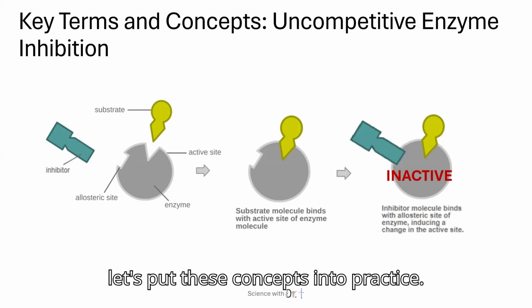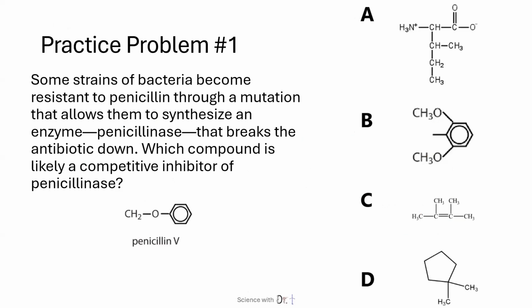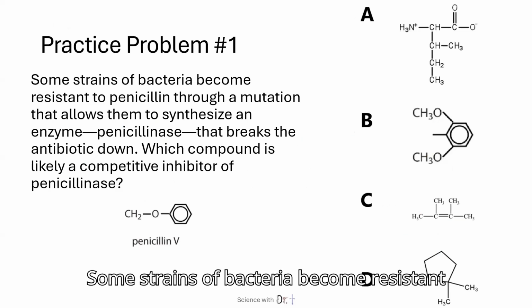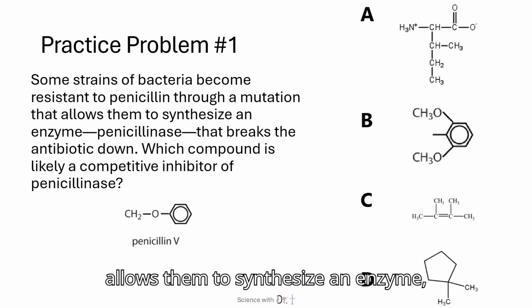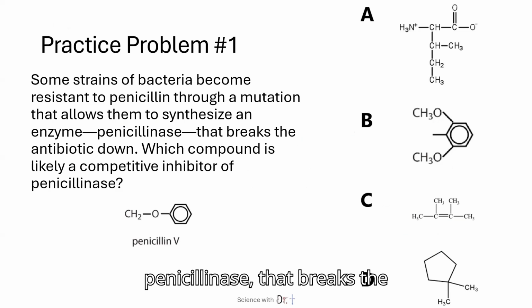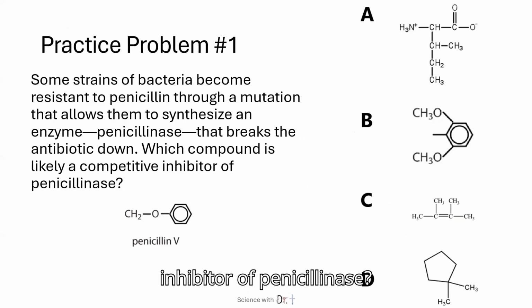Now, let's put these concepts into practice. Some strains of bacteria become resistant to penicillin through a mutation that allows them to synthesize an enzyme, penicillinase, that breaks the antibiotic down. Which compound is likely a competitive inhibitor of penicillinase?